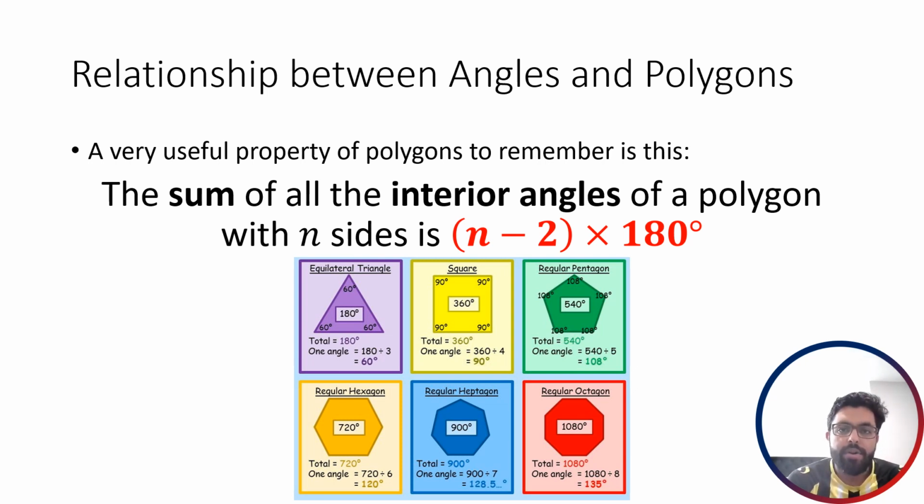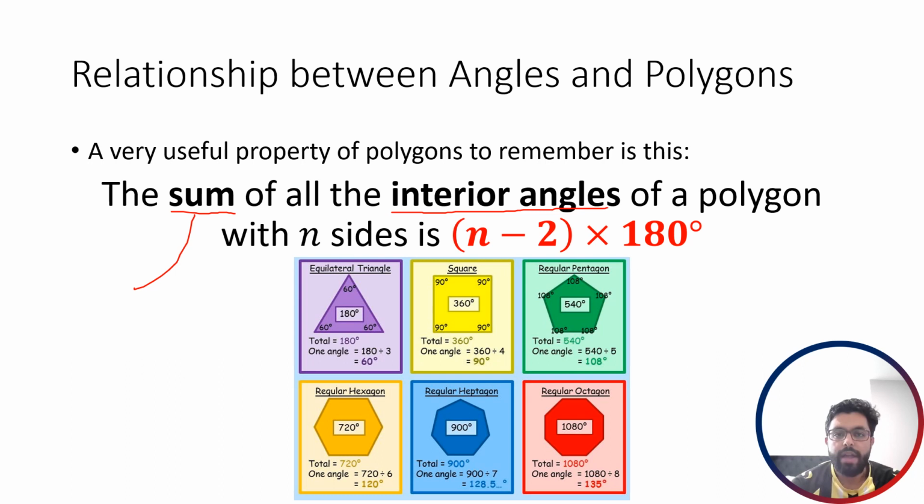Last important thing I want to talk about in this lesson is a very useful property that polygons have. So now we're connecting angles back to polygons from last lesson. I'm going to read it out and then we're going to unpack it a little bit. The sum of all the interior angles of a polygon with n sides is n minus 2 times 180 degrees. What is that? Okay, so first things first, easiest part, the sum. That means an addition problem. So addition problem of what?